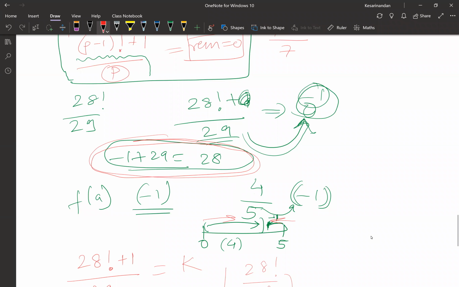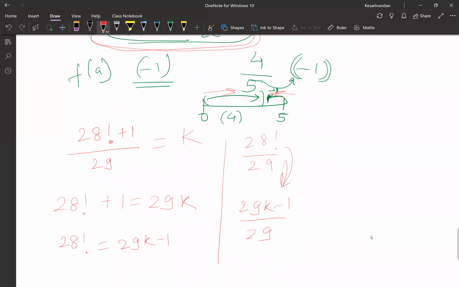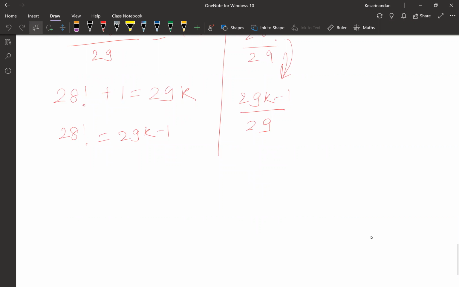So this part is clear, guys. Everybody, any doubts? Please type in the chat box if it is clear.